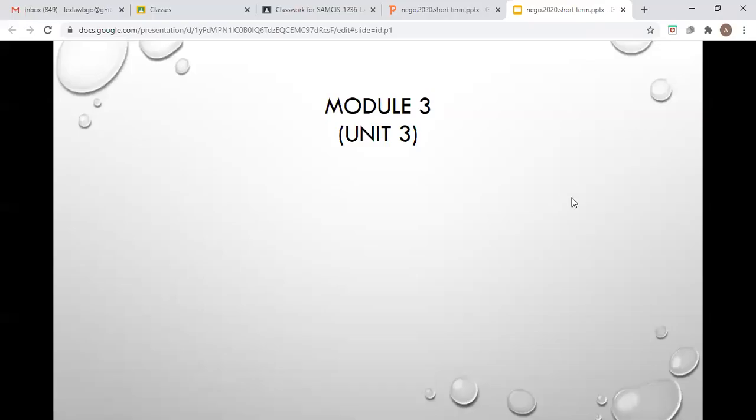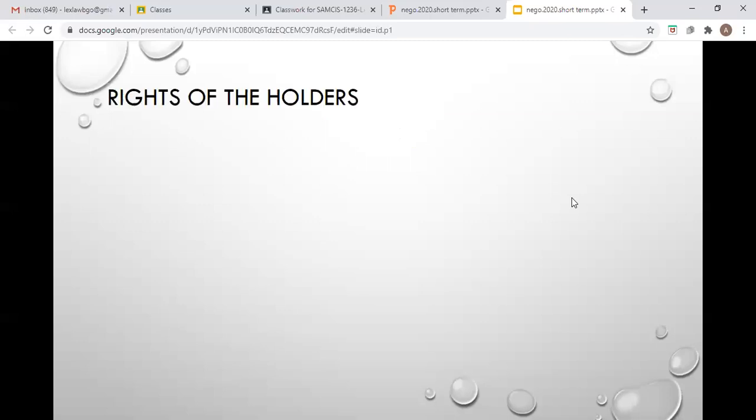Okay, so we will start with Module 3, Unit 3, about holders. When we talk about holders, who are we referring to? We are referring to what we call a holder in general, or a holder simply, a holder in due course, a holder not in due course, and that also includes a holder for value.